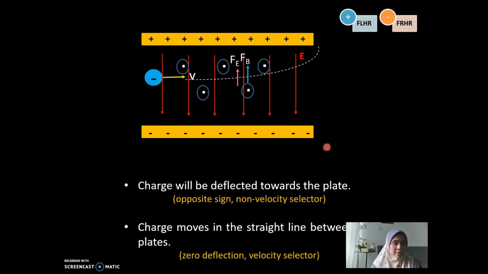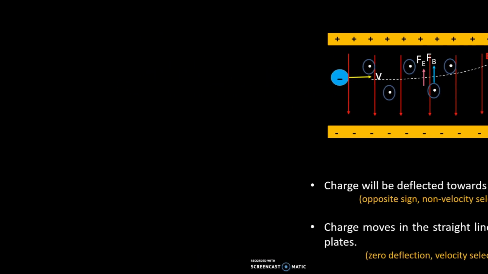Alright, so apa summary dia untuk this part? Charge will be deflected towards the plate. Dia akan deflect hanya apabila dia bergerak dengan non-velocity selector. Alright, so dia akan deflect ke mana? Dia akan deflect to the opposite sign, the plate, opposite sign with itself. Maknanya kalau charge negatif, dia akan deflect to positive plate. Or the other way around lah. Okay, then when there is the charge move with a velocity selector, meaning that dia tak akan ada deflection, zero deflection. So dia akan bergerak dalam keadaan straight line between the plates.